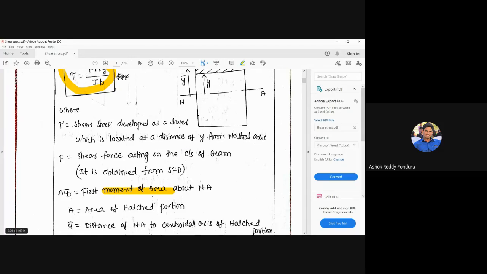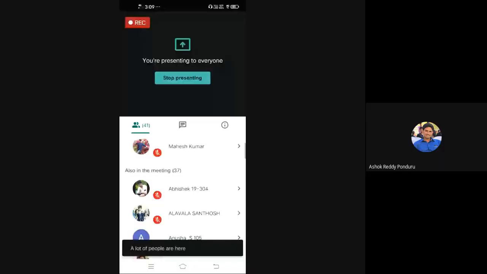That moment of mass again multiplied with perpendicular distance is called the mass moment of inertia. Moment of inertia is of two types: one is area moment of inertia, the second is mass moment of inertia. In the same fashion, moment of area again multiplied with perpendicular distance is called the area moment of inertia. That is very important in engineering mechanics. Very important topics: area moment of inertia and mass moment of inertia.